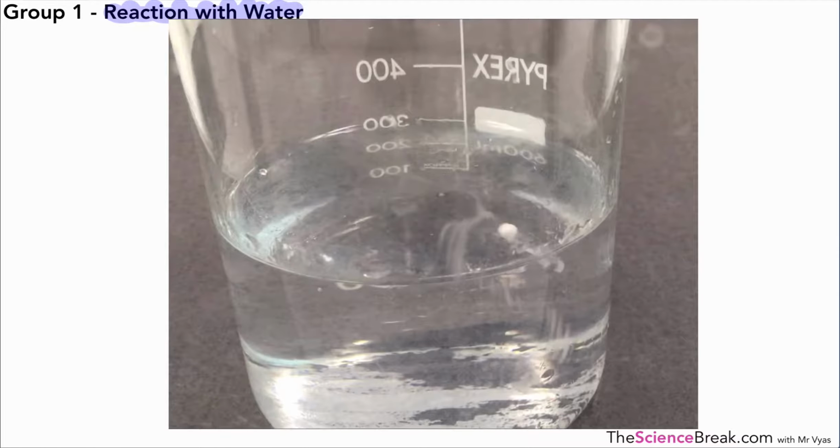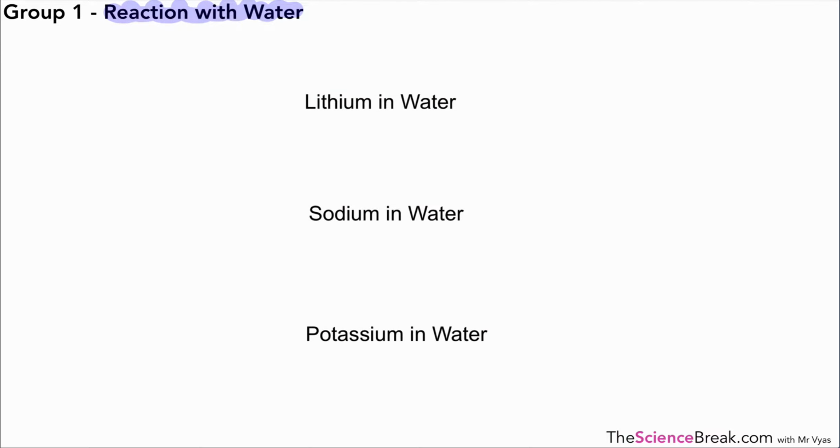What we have is basically the lithium will float on the water, and it will move around on the surface, which is unusual for a metal. As it reacts with the water, it will get smaller and smaller, and we will get the giving off of hydrogen gas.